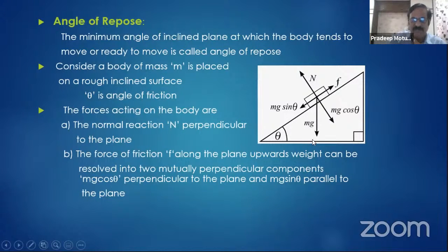If you resolve mg into two components, one is mg cos theta and the other is mg sin theta, where mg represents the weight of the body. This mg cos theta is perpendicular to the plane. Here, mg sin theta is parallel to this plane.